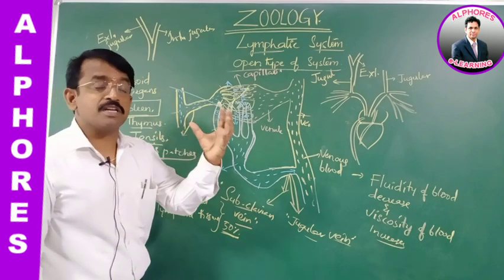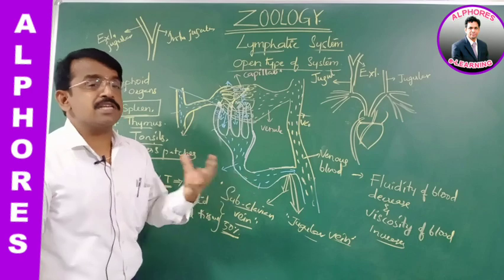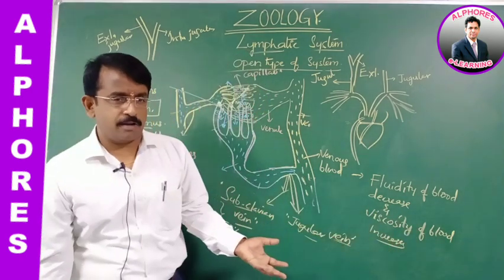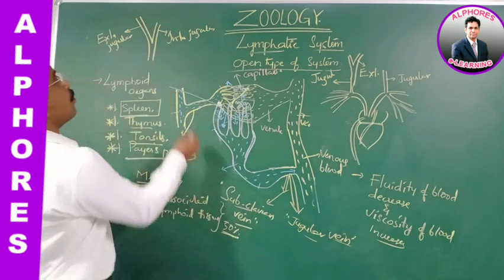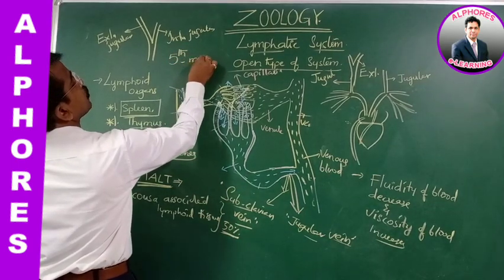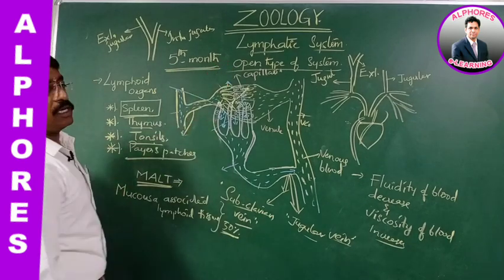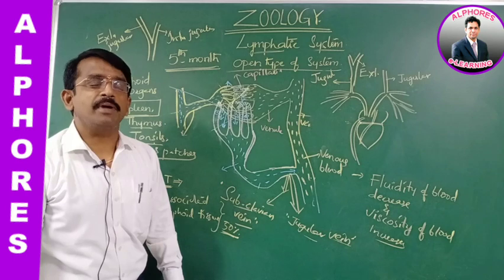The spleen is the largest lymphoid organ, and it is a hemopoietic organ, that is, blood cell producing, since lymphocytes are nothing but blood cells themselves. The spleen is considered to be a hemopoietic organ up to the 5th month of the gestation period. Recall your memory, we have discussed.